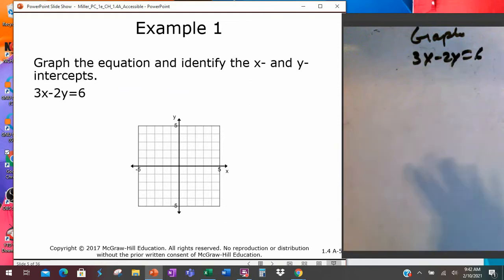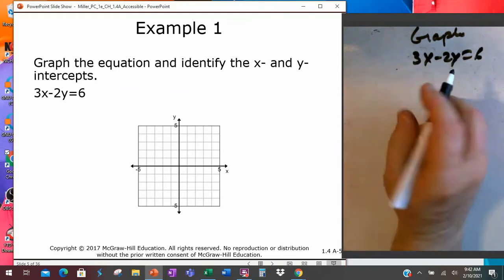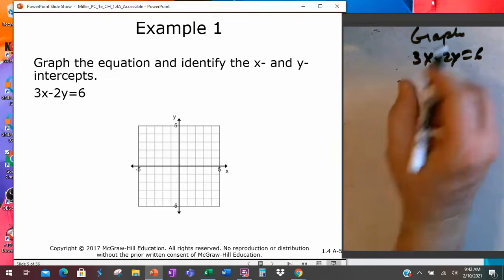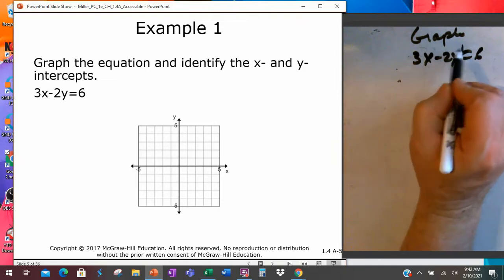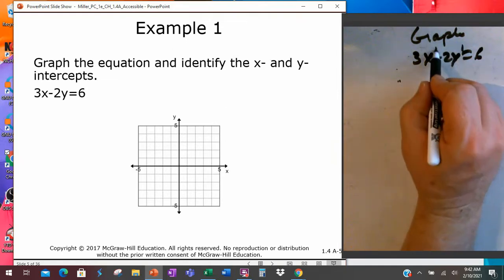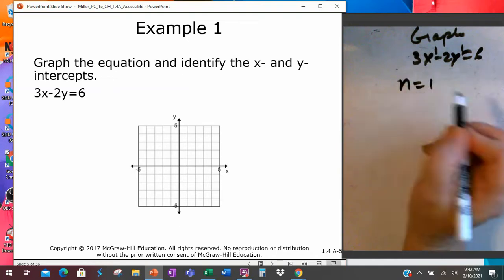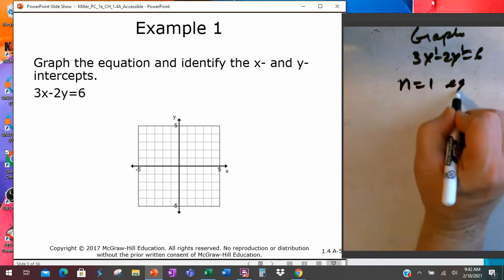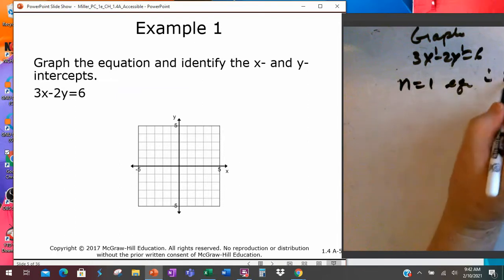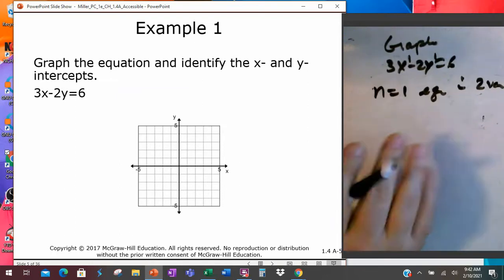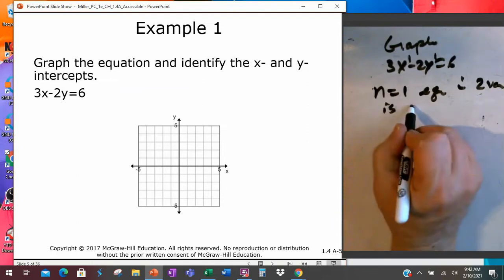From this form, it's easiest to do the x and y intercepts. For a straight line, this is a 1, that power is understood to be 1, that power is understood to be 1. An equation of degree 1 in two variables is a straight line.